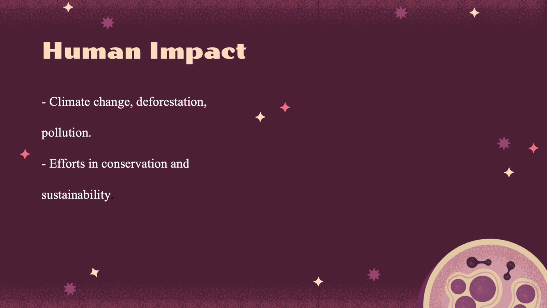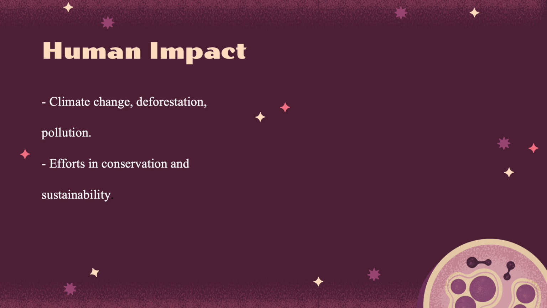And lastly, we have human activities. Human activities like deforestation, pollution, and overfishing are disrupting ecosystems. For example, deforestation reduces biodiversity and releases carbon stored in trees, contributing to climate change.